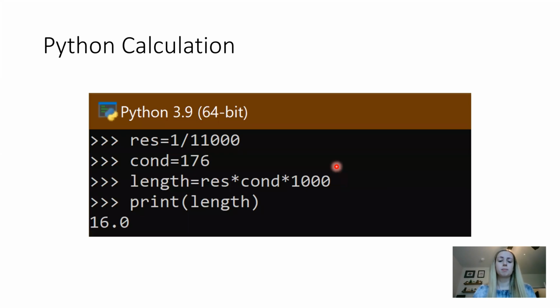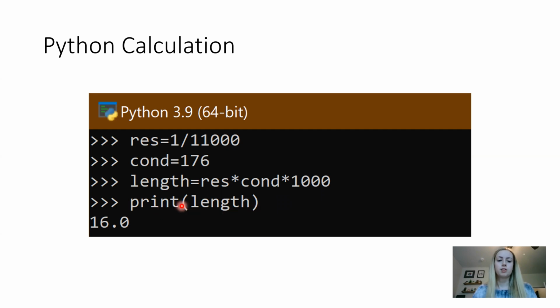Next, we're going to solve this using Python. We're going to set up our thermal resistance as 1 over 11,000, which is, of course, equivalent to 1 over our thermal contact conductance. And then we're going to set our thermal conductivity equivalent to 176. Then the thickness of our plane wall we're setting as the variable length, and that's going to be our thermal resistance variable times our thermal conductivity variable times 1,000 for that unit conversion at the end.